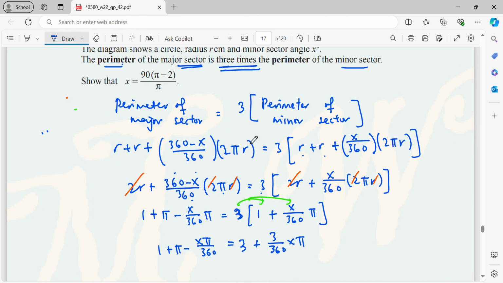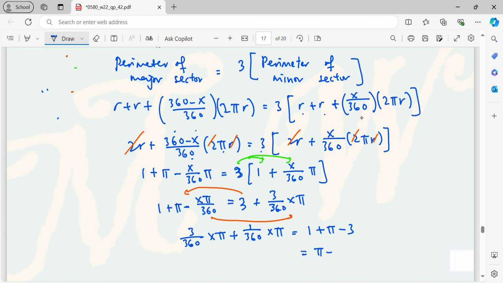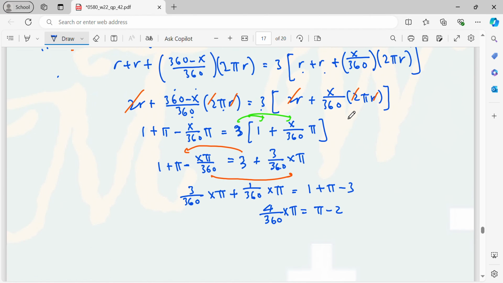So I need to show the x, right? Get the x as the subject, which means these two terms you combine together, and then these 3 you move to the left side. Therefore, I will be getting 3 over 360 x pi, this minus is plus, so 3 over 360 x pi plus 1 over 360 x pi equals 3 minus 1 minus pi, that is pi minus 2. Then 3 over 360 plus 1 over 360, that is 4 over 360 x pi. So 4 over 360 x pi is basically 1 over 90 x pi.